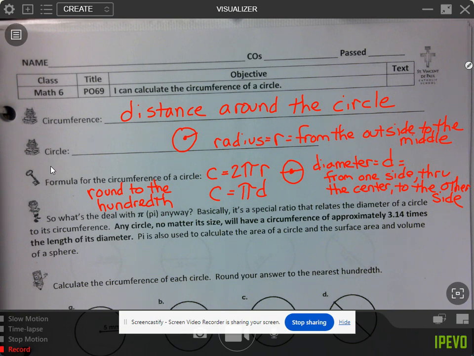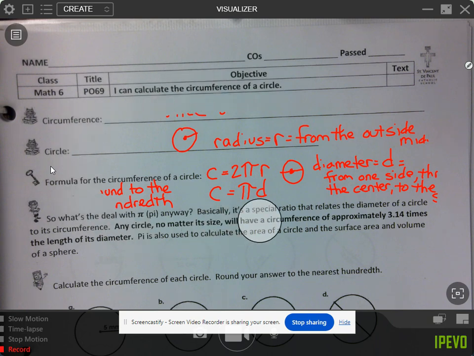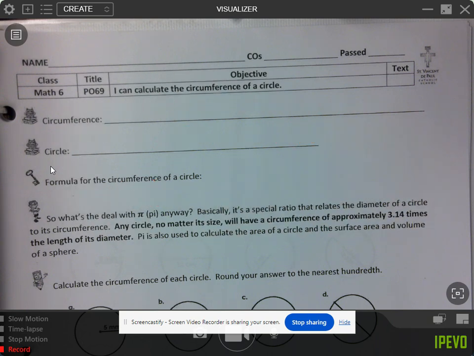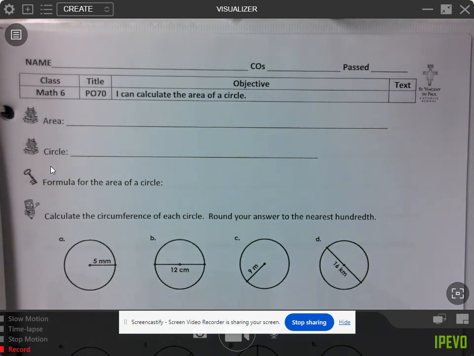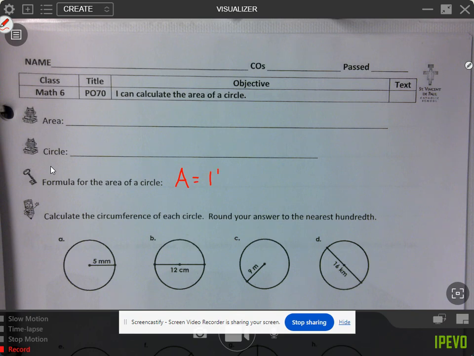All right, let's look at our next one. PO70, I can calculate the area of a circle. So the area fills in that inside. What is our formula for the area of a circle? Amanda. Pi times r squared. So the area equals pi times r squared.